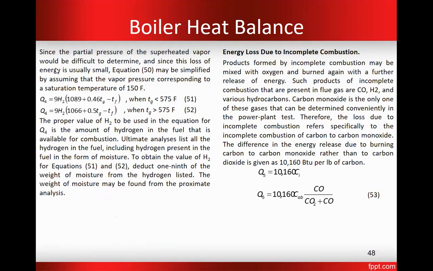This is its reason: since the partial pressure of the superheated vapor would be difficult to determine, and since this loss of energy is usually small, we have no pressure or temperature, so this approximation is fine. Equation 50 may be simplified by assuming the vapor pressure corresponding to a saturation temperature of 150 Fahrenheit. So Q sub 4 is equal to 9 H2 times 1089 plus 0.46 times (T sub D minus T sub F) when T sub D is less than 575. And Q sub 4 is equal to 9 H2 times 1066 plus 0.5 times (T sub D minus T sub F) when T sub D is greater than 575.